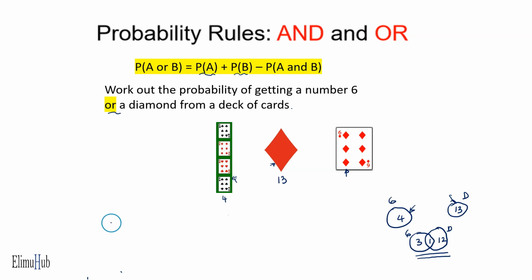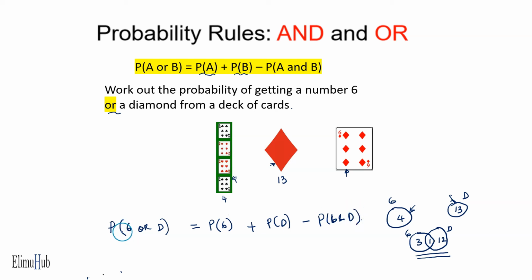So the probability of getting a number 6 or a diamond is going to be equal to the probability of getting a number 6 plus the probability of getting a diamond, take away the probability of 6 and diamond.